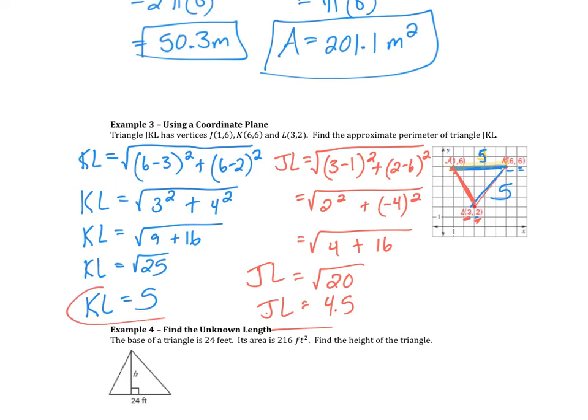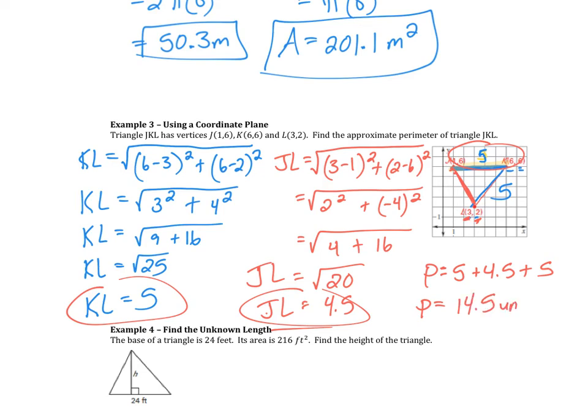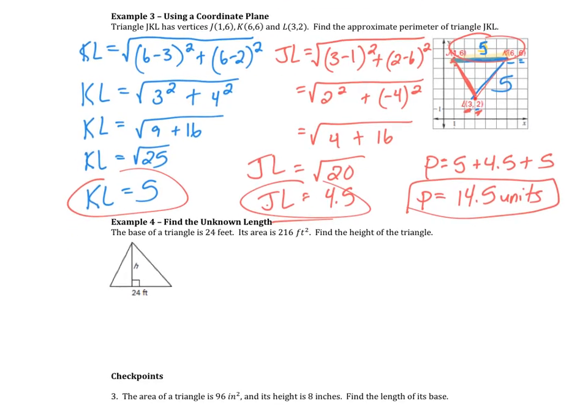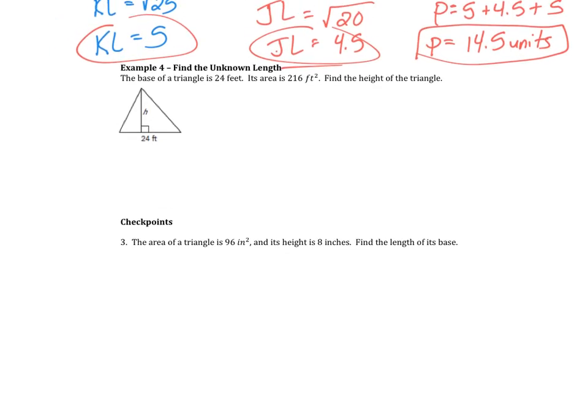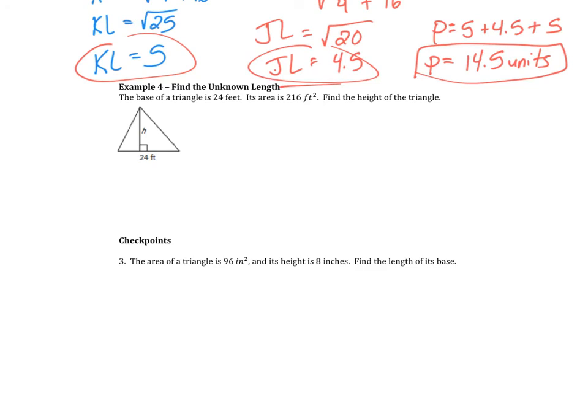So if we take all the sides, KL, JL, and then the one we could count, which would be JK, the perimeter would be 5 plus 4.5 plus 5, which would be 14.5 units. Now that was kind of tricky. There will not be many problems that you'll see like that. But just want to show that we can find the perimeter of a triangle in a graph by doing distance formula. Okay, and then we'll do example 4 and checkpoint. We're going to finish this up, and that'll be all.